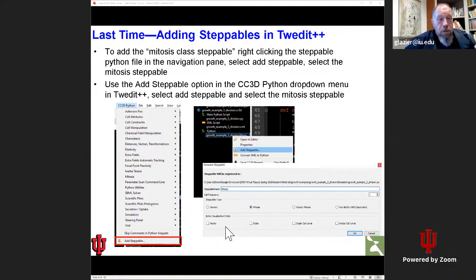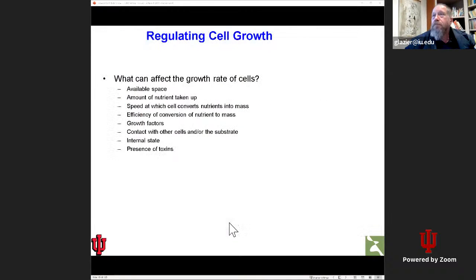Now, deleting a steppable is something else, because there isn't an automatic way to do that. If you have an extra steppable, it's better to leave it there, not try to get rid of it. If you need to get rid of a steppable, ask, because you have to do some editing.